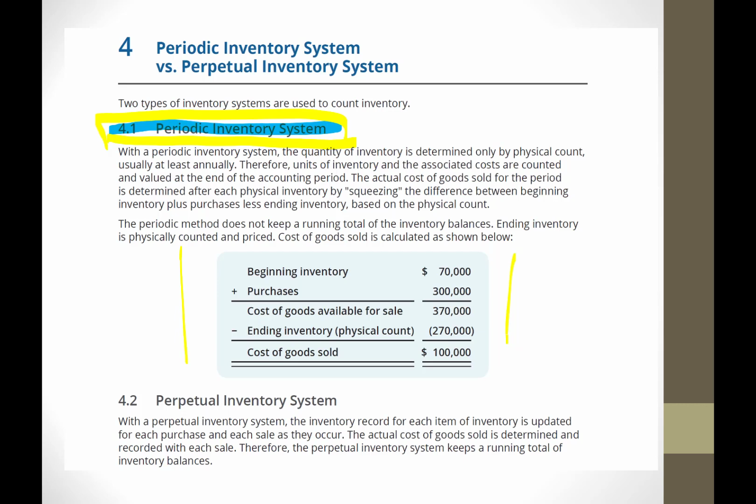You can't just sit there and say, huh? How does this work? Because you can get really confusing on some of those questions that I'm going to be giving you. Okay, now, that's the periodic method. Perpetual method is a method in which we will do what?